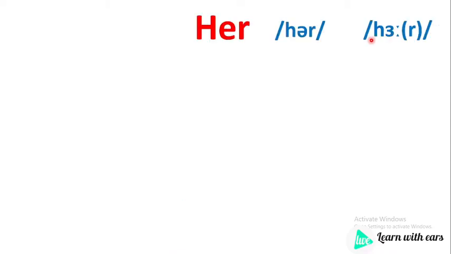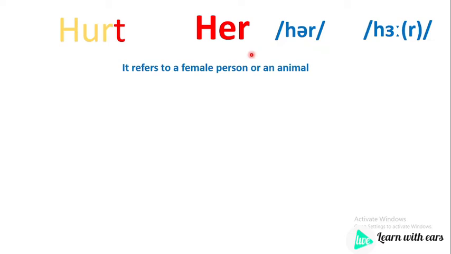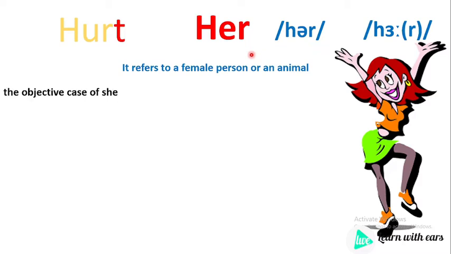So the first word is her. Her, as in hurt. We drop the T and pronounce it her. We can also pronounce it without the R, her, or her. It refers to a female person or an animal. Okay? We use it in the objective case of she, or the possessive case of she, or the dative case of she.